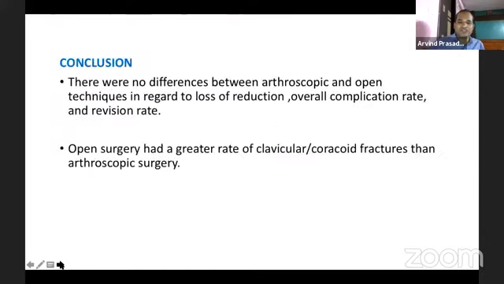The conclusion was there was no difference between the arthroscopic and open technique with regard to loss of reduction, overall complication rate, or revision rate. Open surgery has a greater rate of clavicle or coracoid fracture than arthroscopic surgery.